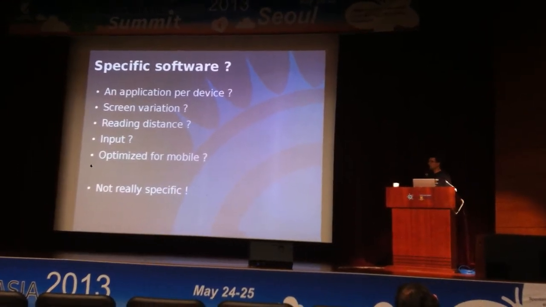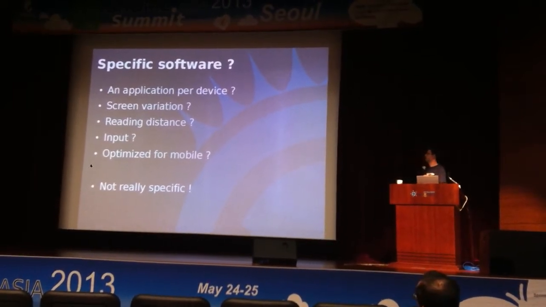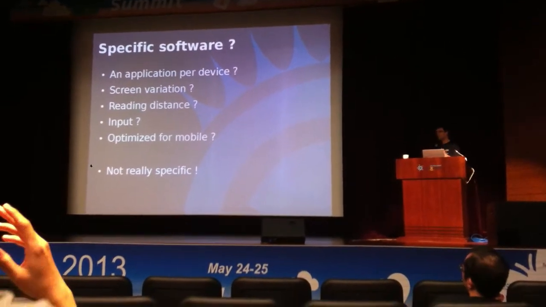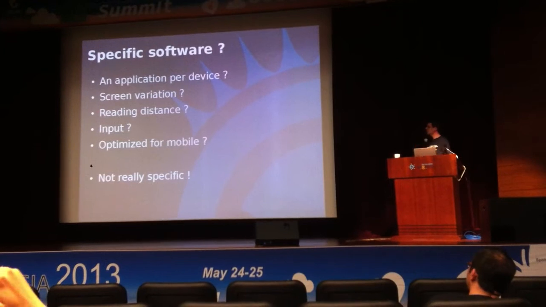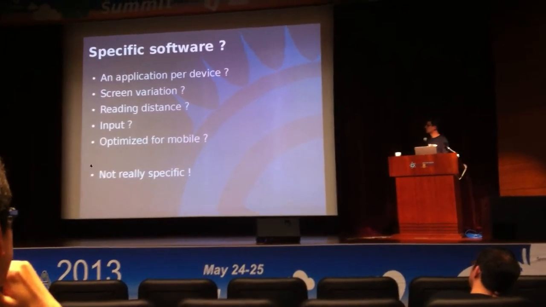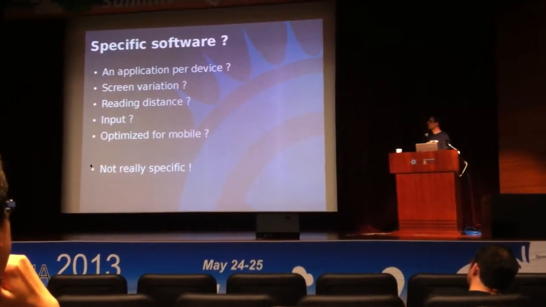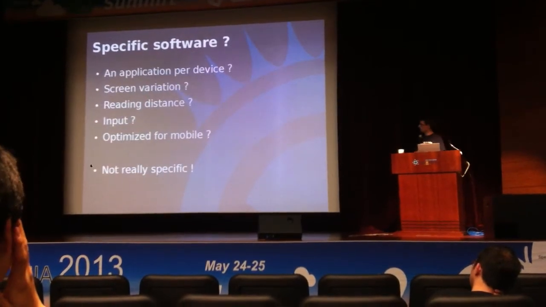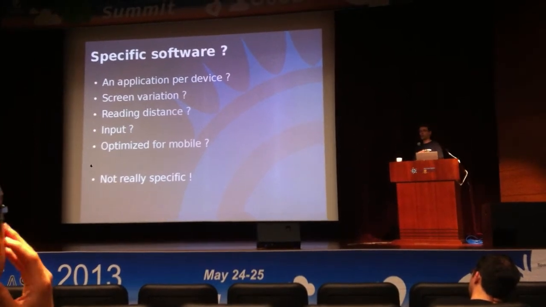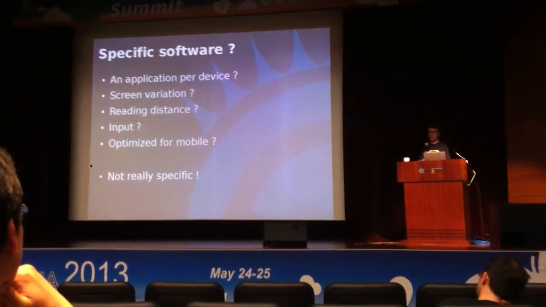So when you are doing development for an embedded device, do you really need to do specific software for an application per device, for every screen variation, for every time you change your reading distance, every time you switch from touch to mouse or whatever? Does it really need to be optimized for mobile? It doesn't really matter. It is just a matter of using different UIs that adapt to your computer. So you need to share and optimize it, so that's the easy part.